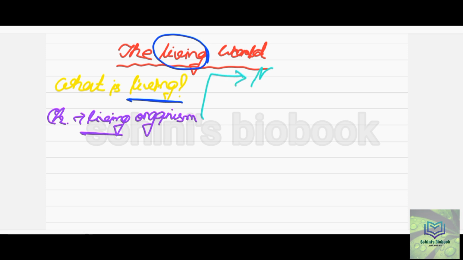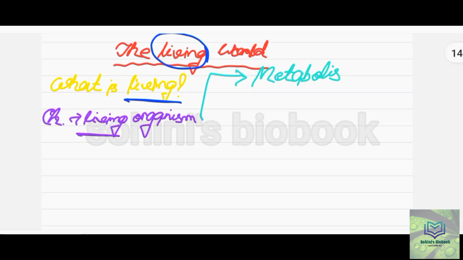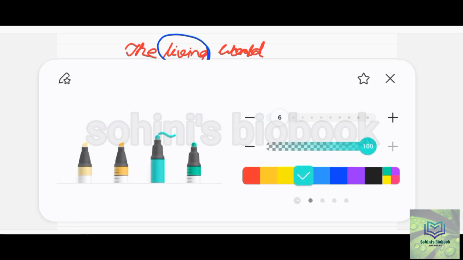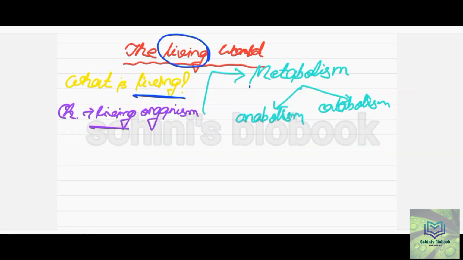The first and foremost character is metabolism. You already know the term metabolism. Metabolism can be of two types, either anabolism or catabolism. So, what is metabolism? Metabolism is nothing but the chemical processes that are always going on in the body of a living organism. So these are basically some chemical reactions.